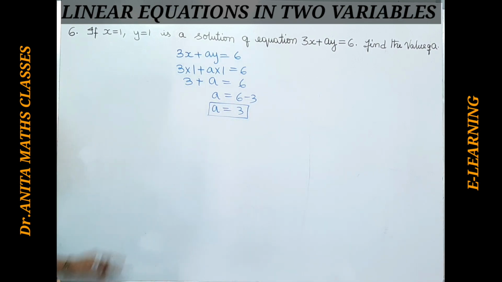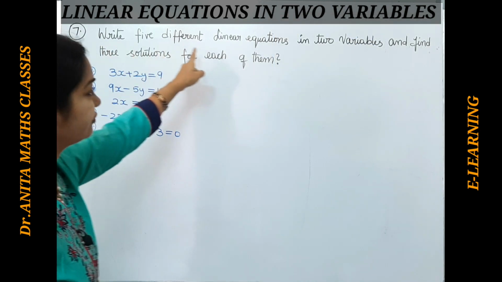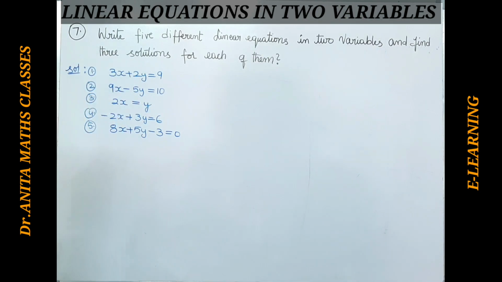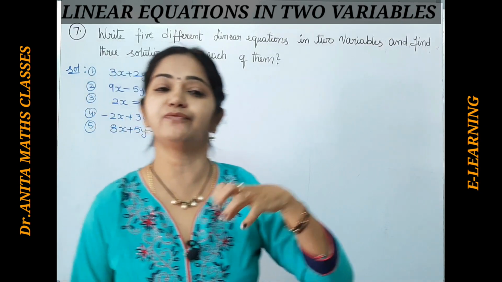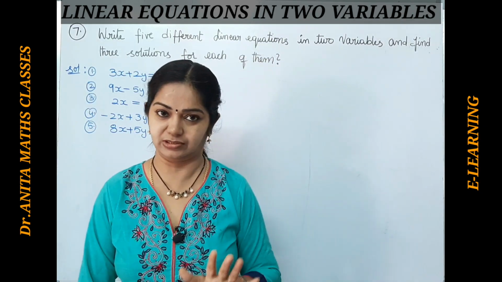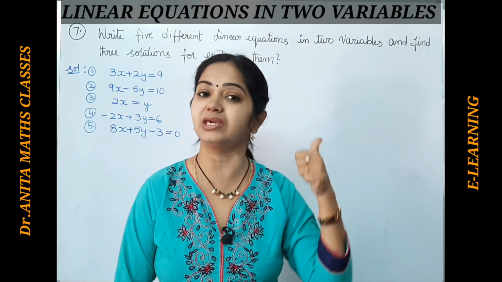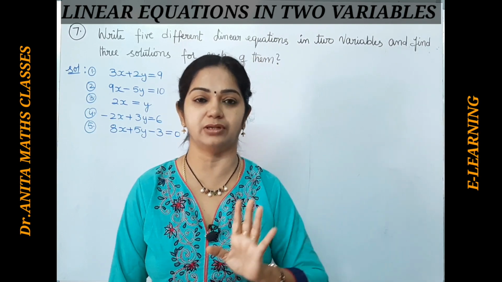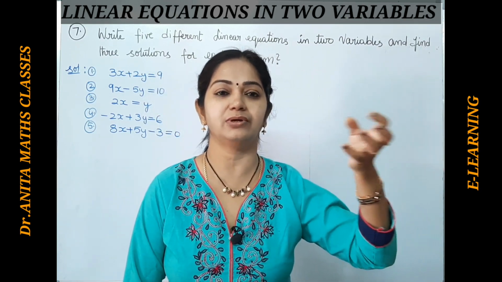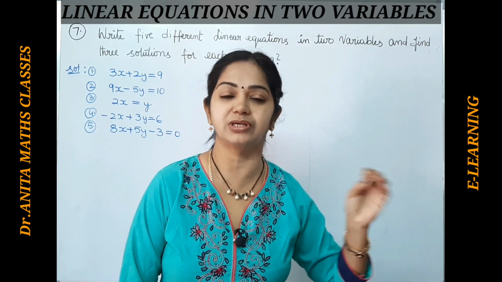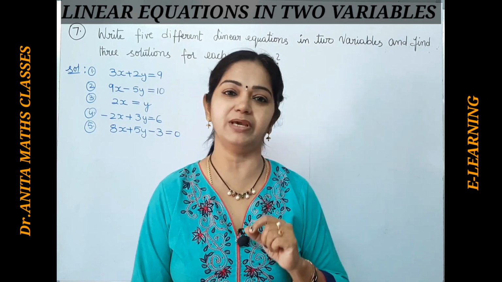Right. Now pause the video and note it down. Last question of this exercise: write 5 different linear equations with 2 variables and find 3 solutions for each of them. Here it is asked that you have to give your own 5 linear equations. Randomly you can give any 5 linear equations, and for each linear equation you need to find 3 solutions. Now how do we find the solutions? We just apply the x value and you can get the y value. Just substituting the x value, get the y value. But take smaller values so that the simplification will be easier for you.